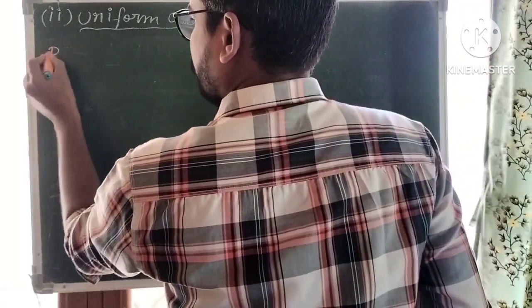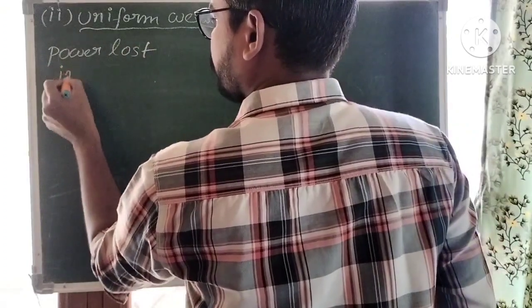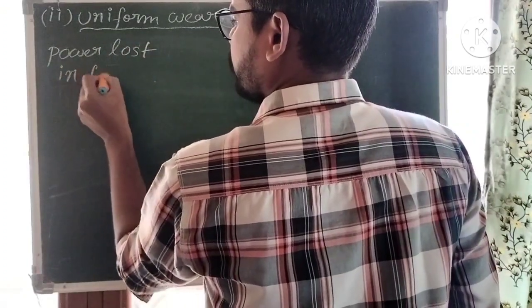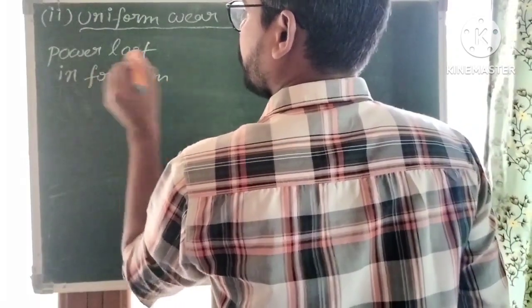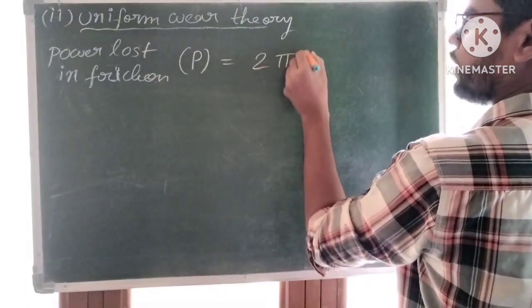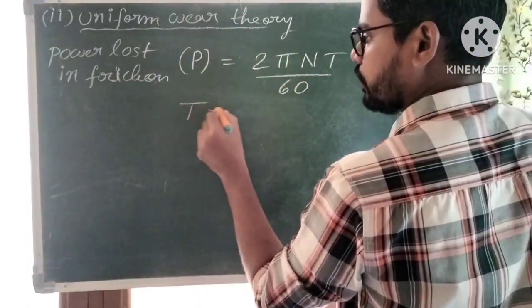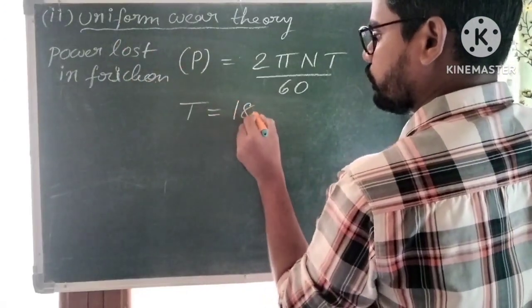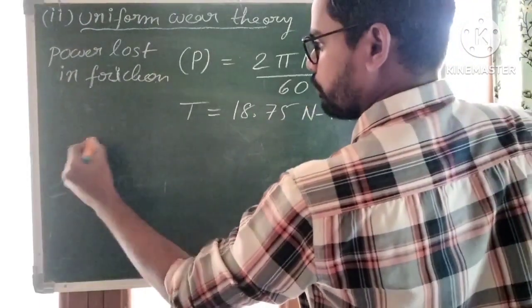So now, power lost in friction, assuming the uniform wear theory. P is equal to 2 pi N T by 60. So here the frictional torque in case of uniform wear theory we got is 18.75 Newton meter. Now substitute all the values.